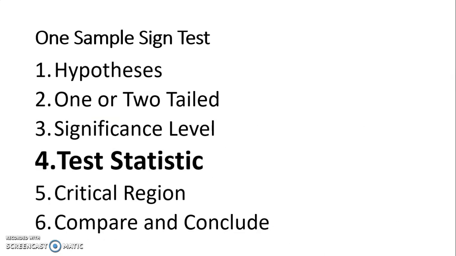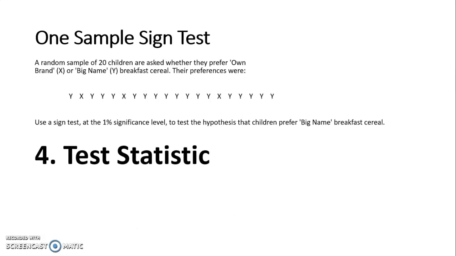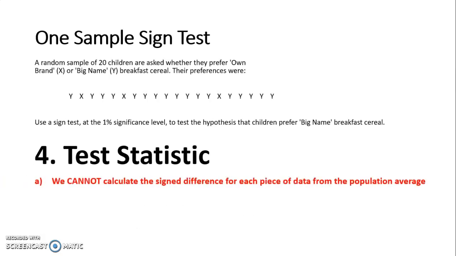So let's have a look at how we calculate our test statistic if I don't have numerical values. Normally I would look at calculating the sign difference, but we can't do that for this one because I've got no differences to calculate. So I'm just going to assign the signs as to whether it is successful or failure for my H1.